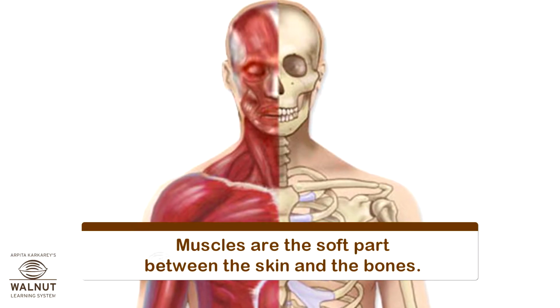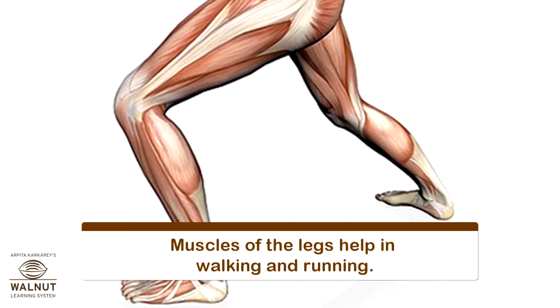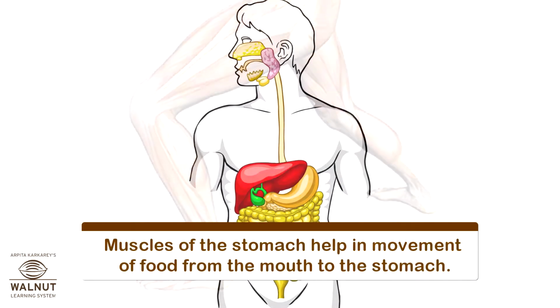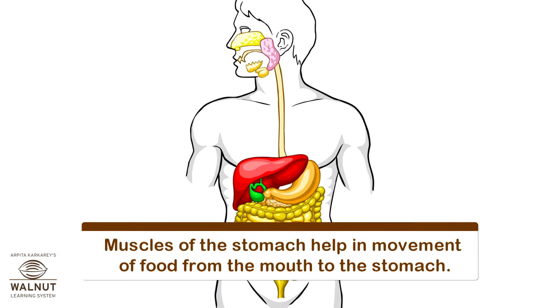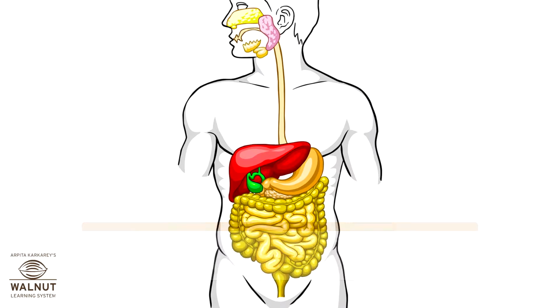Muscles are the soft part between the skin and the bones. Each muscle in our body has a different job to do. Muscles of the leg help in walking and running. Muscles of the stomach help in movement of food from the mouth to the stomach.